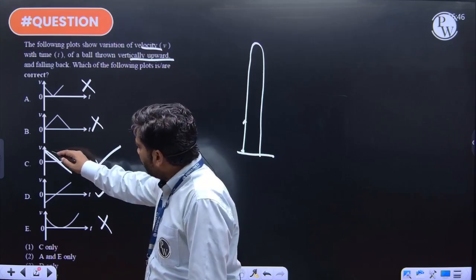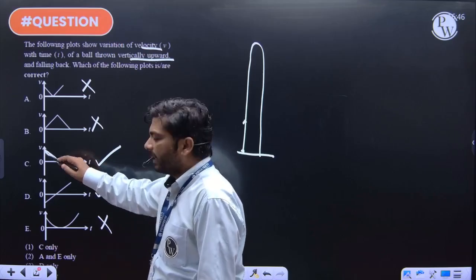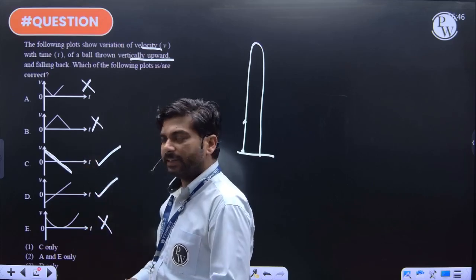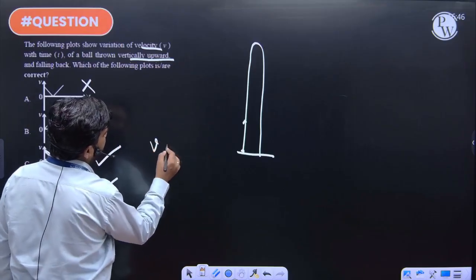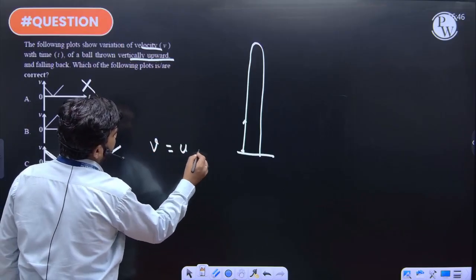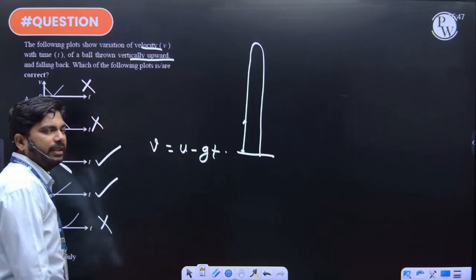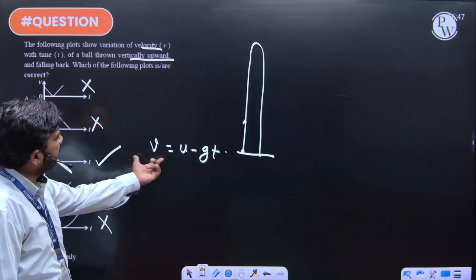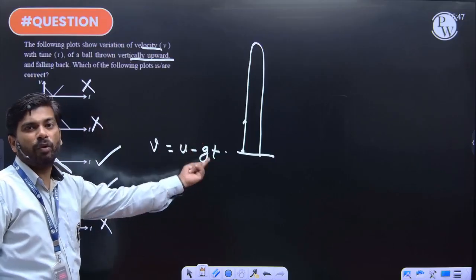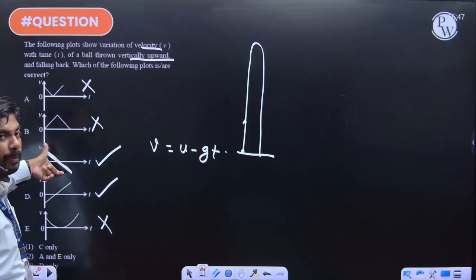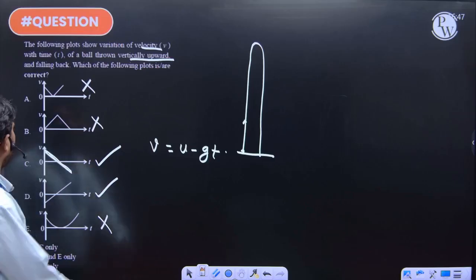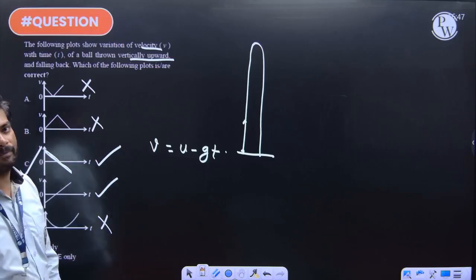Slope is negative means it is obtuse. So here, if you want to write down the equation for acceleration, you can write V is equal to u minus gt. So definitely minus g is the slope. Slope is negative means it should make an obtuse angle, right? So option C is the correct one, right or not?